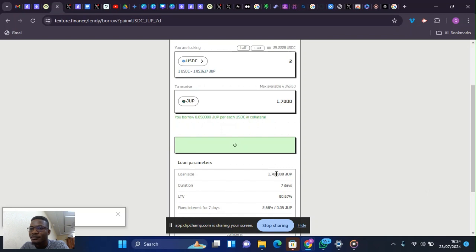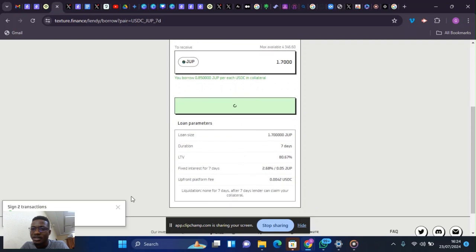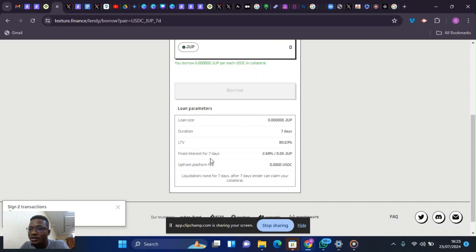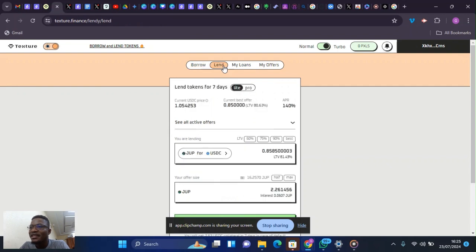Okay, this is in process. You can see that we are done. I've borrowed, and let's go ahead and also see how lending works. Here it is almost the same way, but you can determine the loan to value percentage you want to use. Let's do 90%.